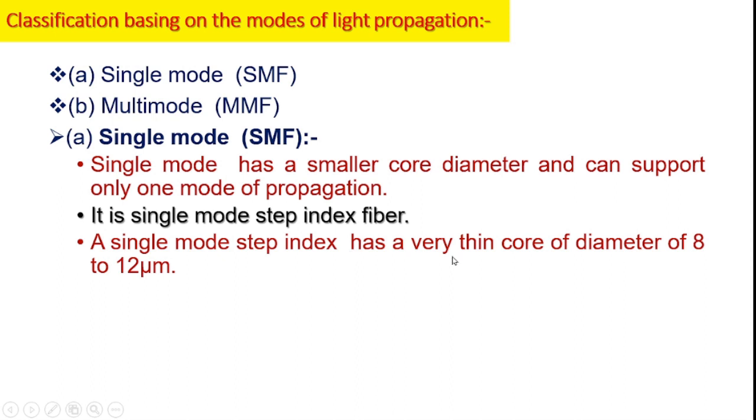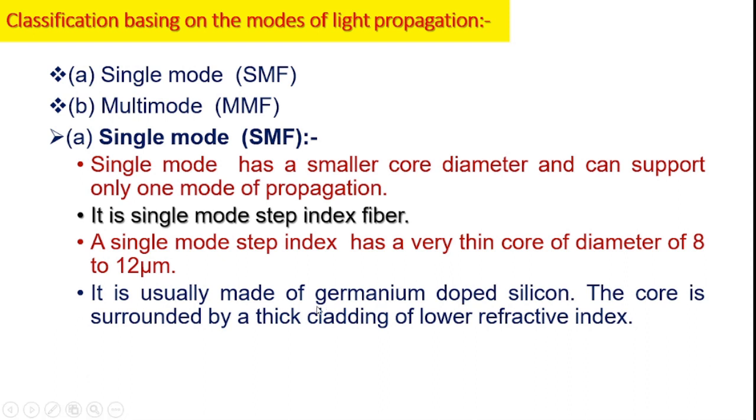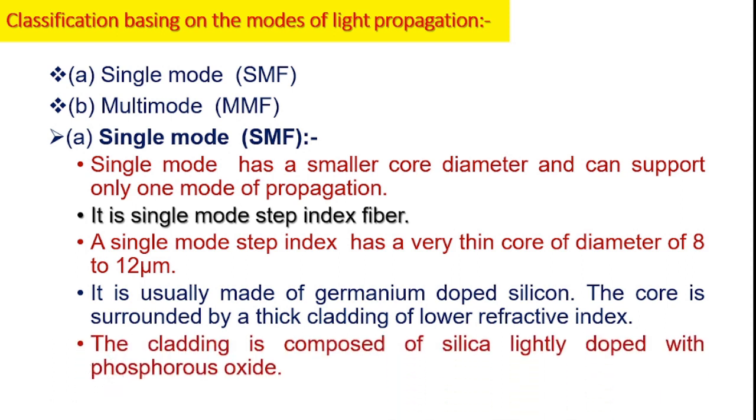A single mode step index fiber has a very thin core of diameter 8 to 12 micrometer and it is usually made of germanium doped silicon. The core is surrounded by a thick cladding of lower refractive index. The cladding is composed of silica lightly doped with phosphorus oxide.